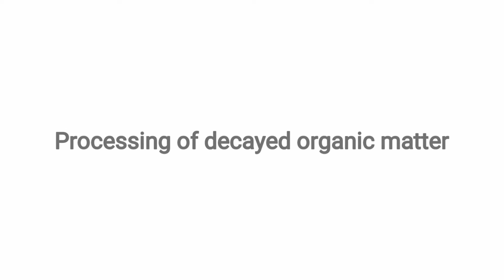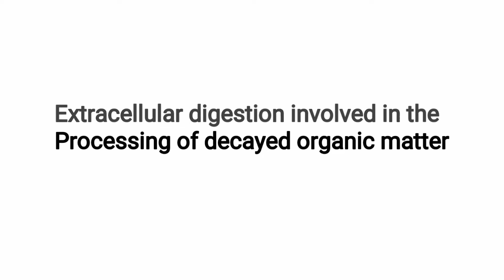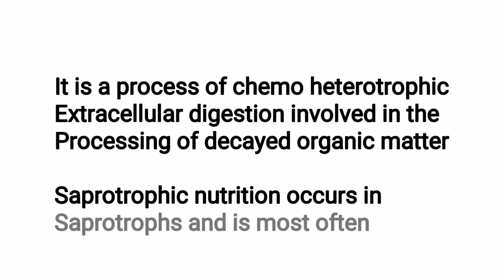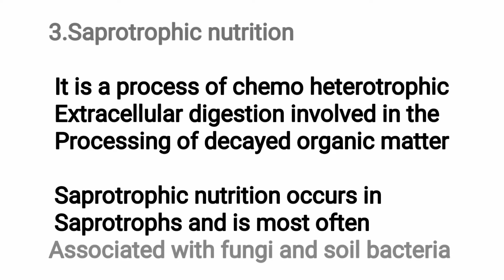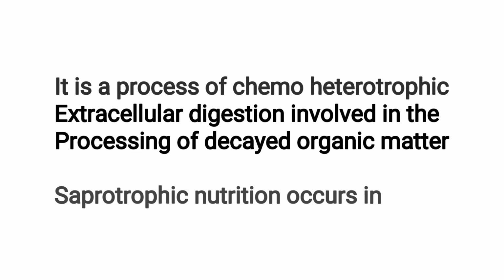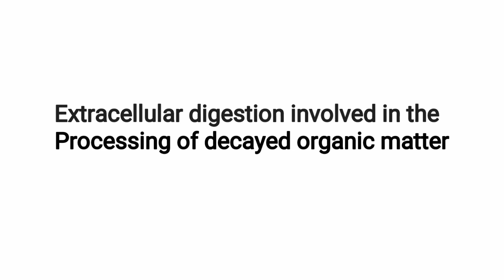So this type of nutrition we call saprotrophic nutrition, and it occurs in saprotrophs. It is most often associated with fungi and soil bacteria, which are examples of saprotrophic nutrition. So based on the mode of nutrition, organisms are classified into heterotrophic nutrition and autotrophic nutrition.